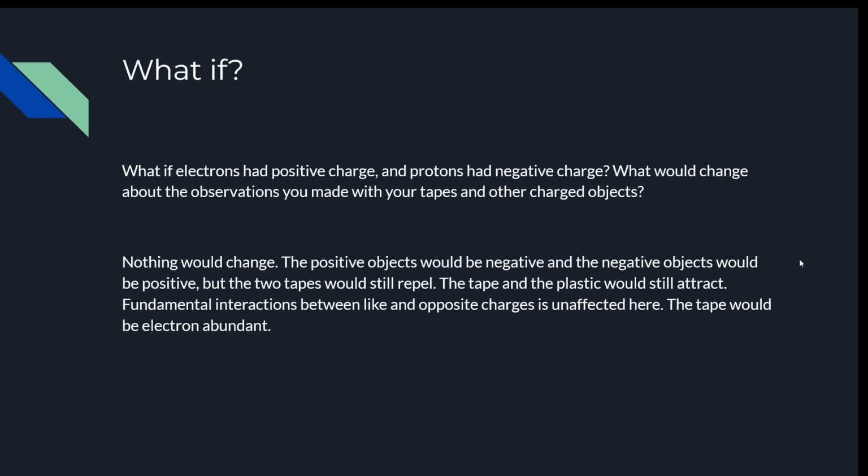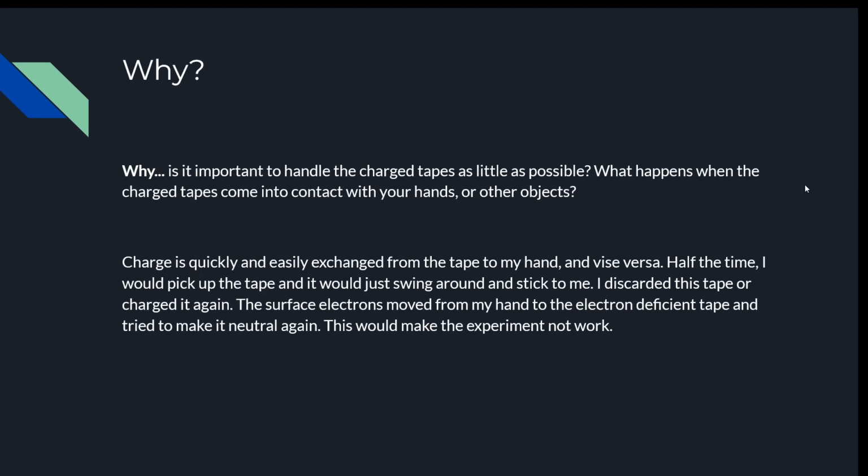What if the electrons were positively charged and the protons were negatively charged? What would change about the observations? Nothing would change. Positive objects would just be negative, and negative would be positive. The two tapes would still repel. The tape and the plastic would still attract. Fundamental interactions would not change, as likes would still repel and opposites would still attract. It would just change which one is which.